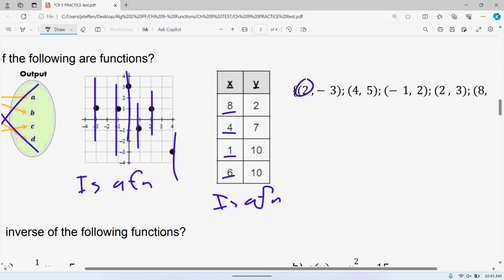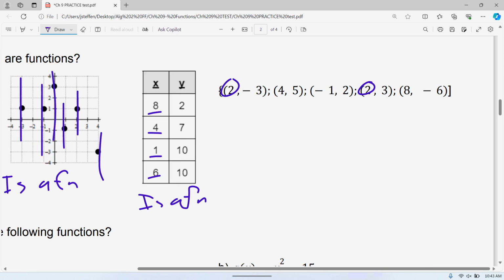But the last one, we have this 2 that repeats. And again, we don't care about the y values. Like over here, this y value repeated, we don't care about that. We only look at the x values. Since the 2 repeats, no, this one's not a function.